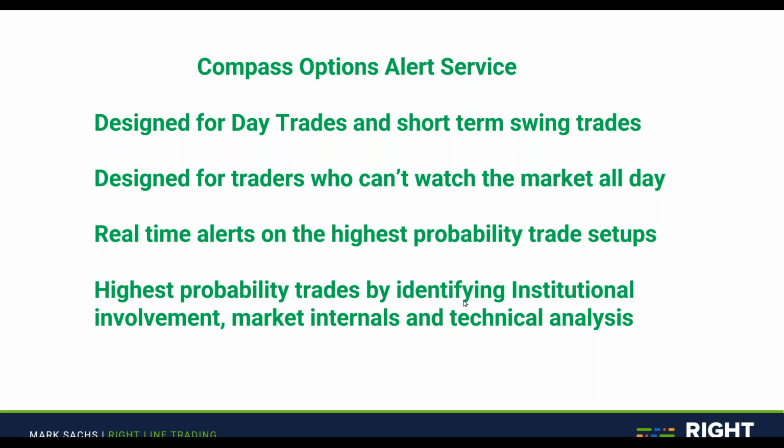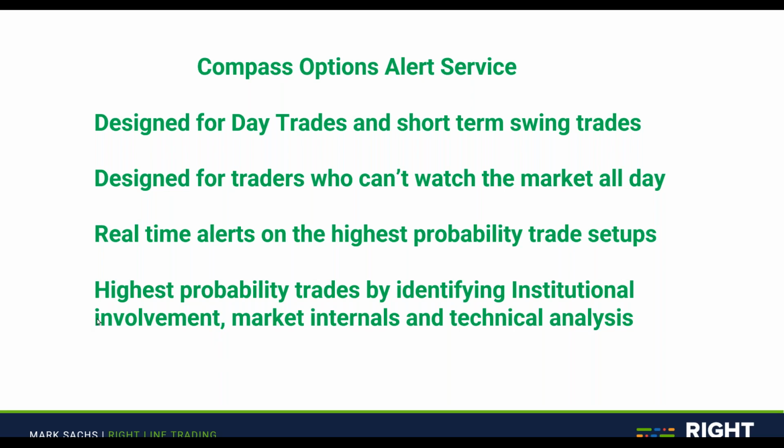And how do we find these highest probability trade setups? We do it by identifying institutional involvement. Like I was showing, when the institutions are in a trade, we want to be in the trade, whether it's long or short. When the institutions are not in the trade, we don't want to be in there with these retail traders. And then I also look at market internals off the Dominator system that I'll show you. And also, obviously, we're doing technical analysis, looking for support and resistance levels, etc. We do all of that. But that's what the alert service is looking for, the highest probability trades.